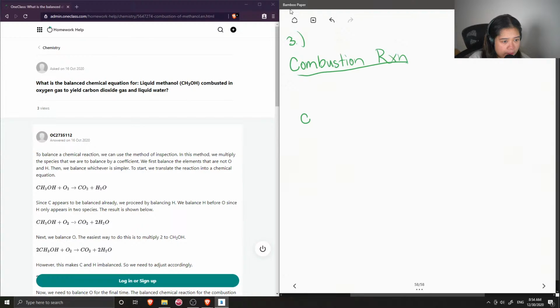So we have methanol, which is a liquid. It was combusted in oxygen gas, so O2 gas. And then my reaction arrow, and this takes place under heat. So I'll put that little triangle on top of the reaction arrow. And our products are CO2 gas and H2O liquid.